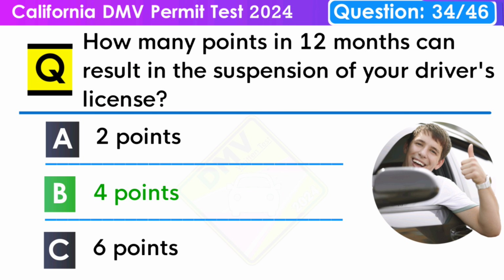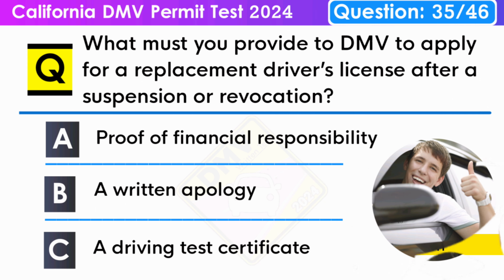Question 35. What must you provide to DMV to apply for a replacement driver's license after a suspension or revocation? A. Proof of financial responsibility. B. A written apology. C. A driving test certificate. Correct answer: A. Proof of financial responsibility. After a suspension or revocation, you must provide proof of financial responsibility, such as SR22/SR1P, to apply for a replacement driver's license.